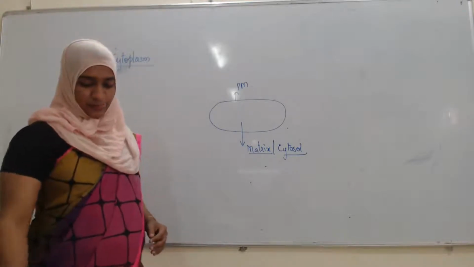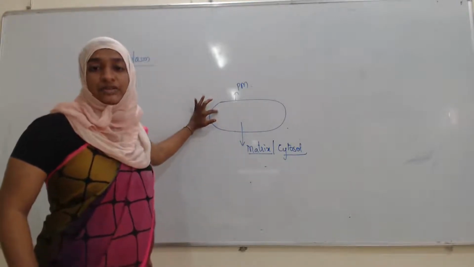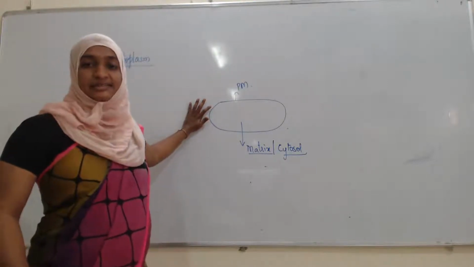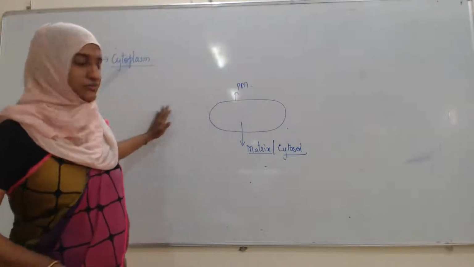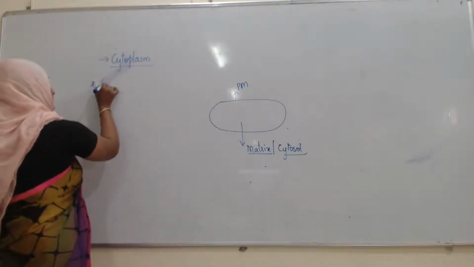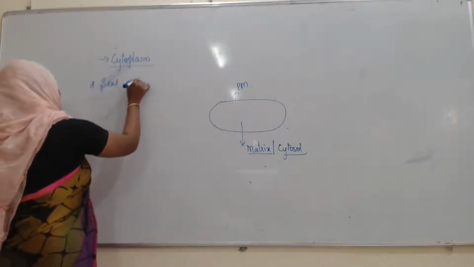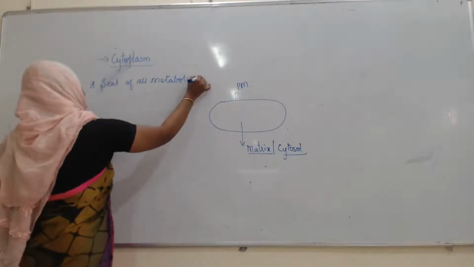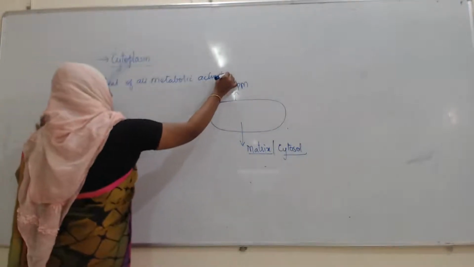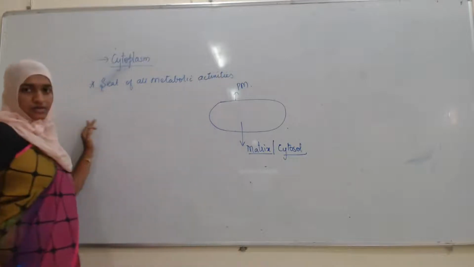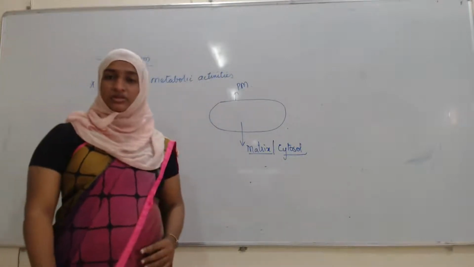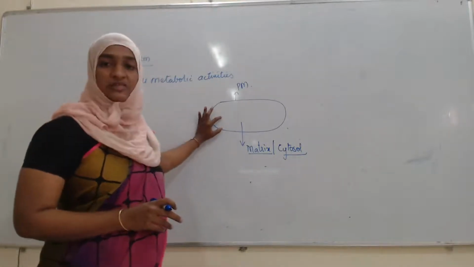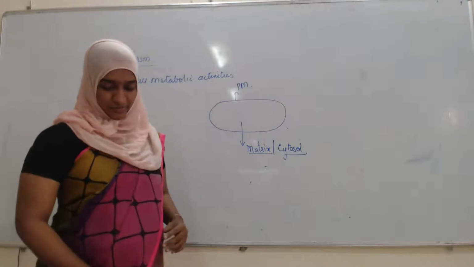This is the ground substance of the cell, or we can also call it the seat of all metabolic activities. Cytoplasm is also known as the seat of all metabolic activities, because all the chemical reactions and cellular activities take place in this ground substance, that is the matrix of the cytoplasm.